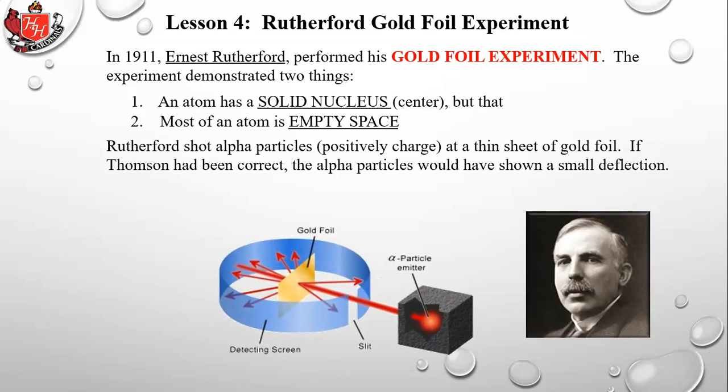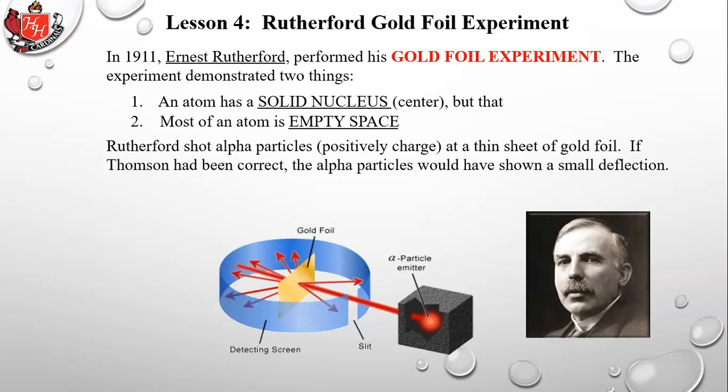Rutherford shot alpha particles. Now, an alpha particle is basically like the nucleus of a helium atom that we saw in earlier slides. It's 2 protons and 2 neutrons. How you create an alpha particle is not important to this discussion, but they're able to generate alpha particles, 2 protons and 2 neutrons stuck together. So Rutherford shot alpha particles, positive charge, at a thin sheet of gold foil.